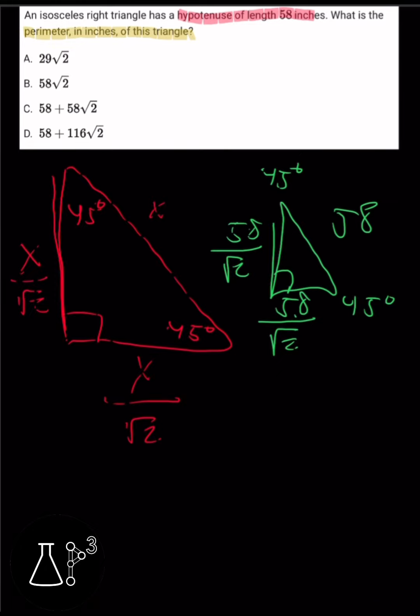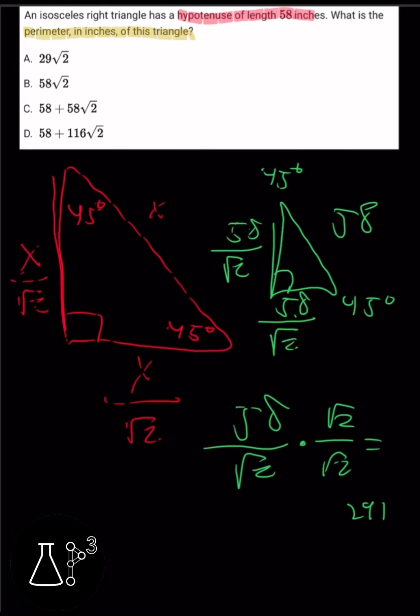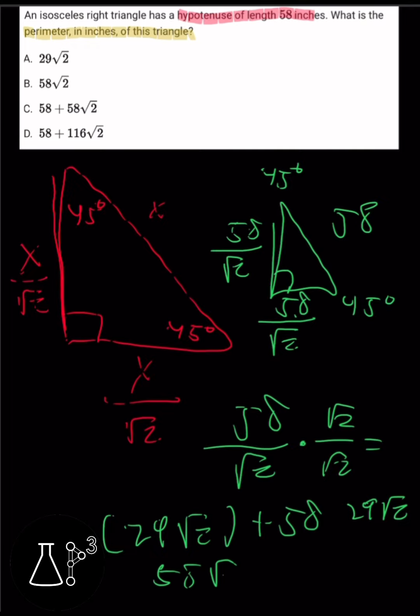But we don't like fractions, so we've got to simplify it. To simplify 58 over the square root of 2, we just multiply the square root of 2 on both sides, and that's going to equal 29 square root of 2. So to look for my perimeter, all I have to do is take 29 times the square root of 2, because this is one leg of the right triangle, and then plus 58 for the hypotenuse. That's going to equal 58 square root of 2 plus 58, and that's going to be my perimeter for this right triangle, and my answer is going to be C.